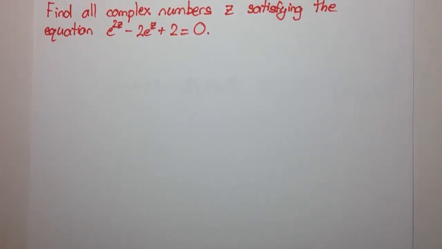Find all complex numbers z satisfying the equation e to the 2z minus 2 times e to the z plus 2 is equal to 0.